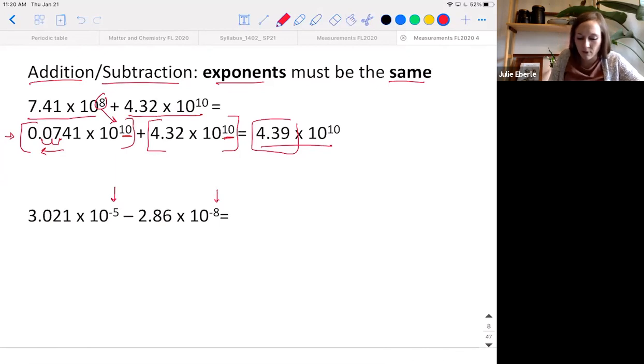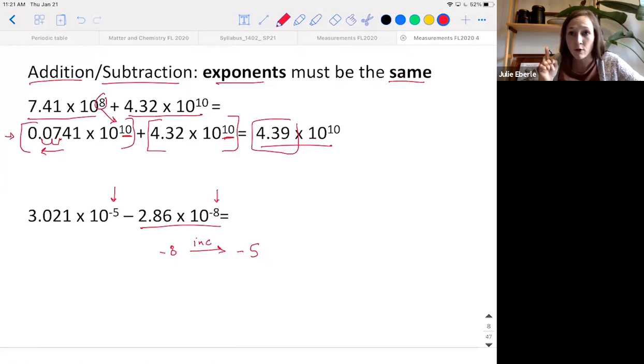If you're not sure where to start, what I would like to do is take this second number and convert that exponent to a -5. We currently have a -8, and we want it to, is it going to increase or decrease if we make it a -5? On the negative scale, remember, the larger numbers are lower down the scale. So if you take the exponent -8 and convert it to -5, we want it to increase.